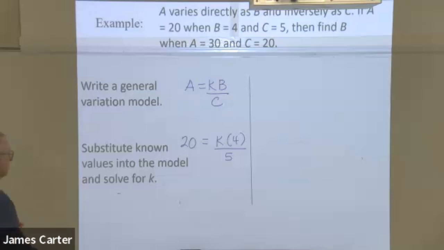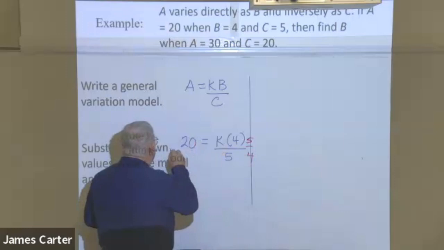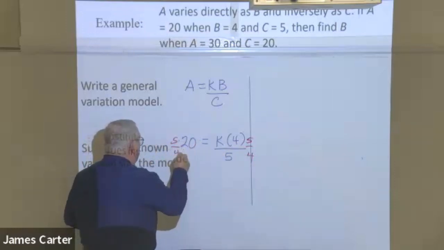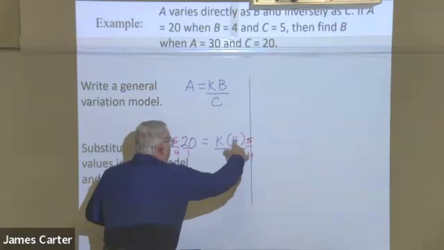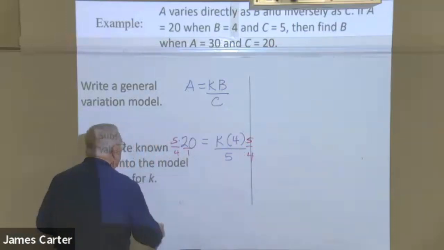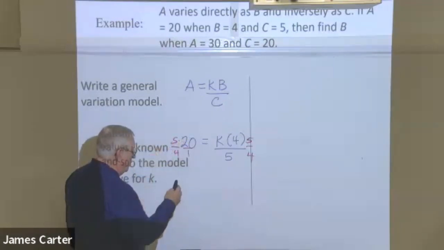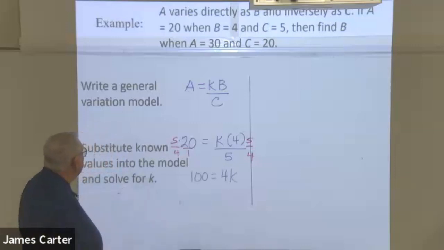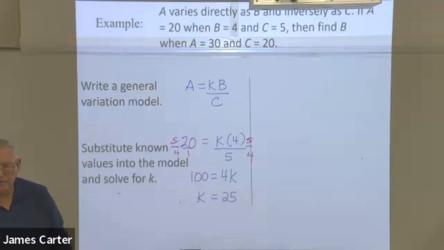Now, the easiest way to deal with this is take 5/4 times both sides. Like that. So you don't need to use your calculator. These will cancel, leaving K. And 4 goes into 20 5 times. 5 times 5 is 25. Or 5 times 20 is 100, divided by 4, if you want to do it that way. Either way, you get 25 for K.